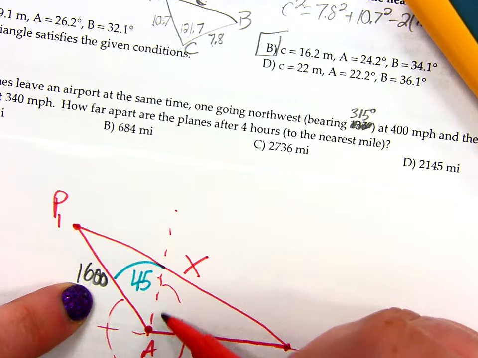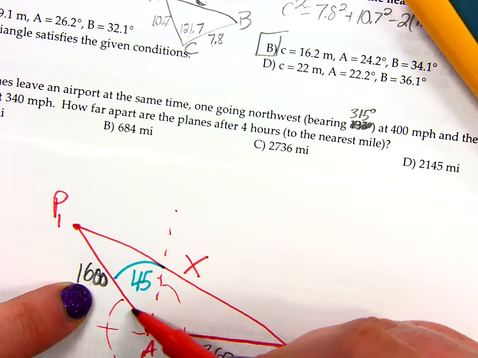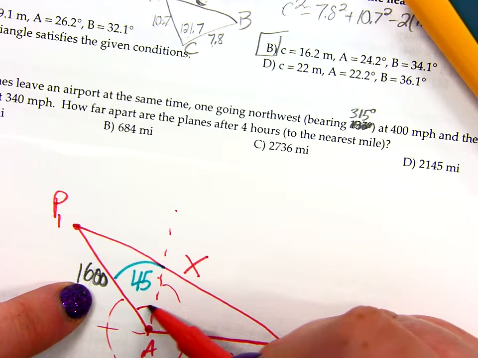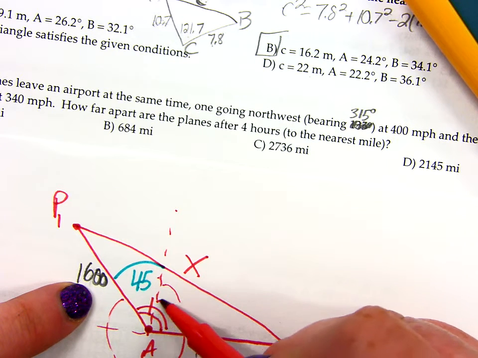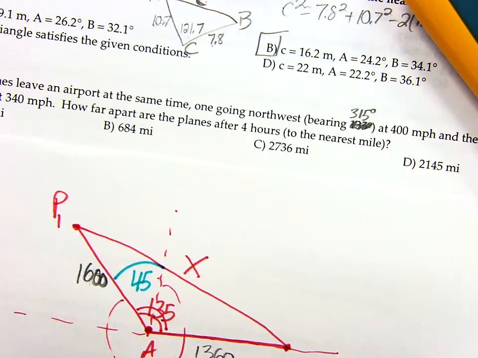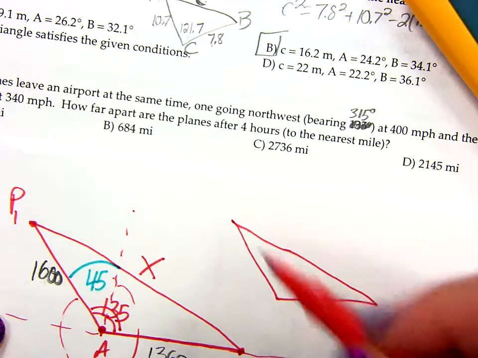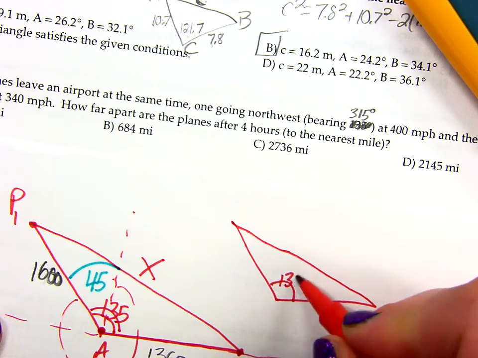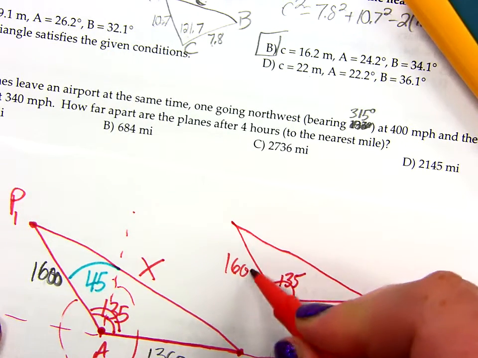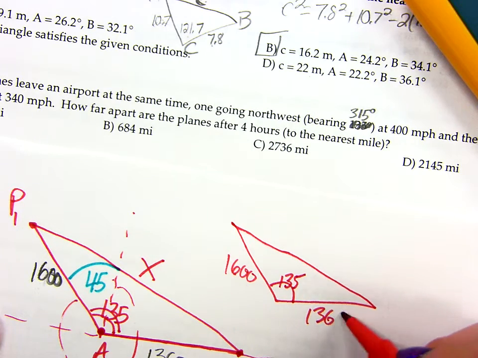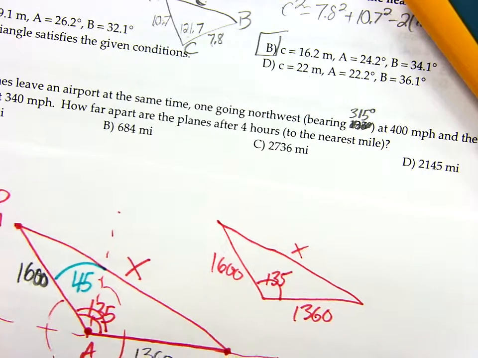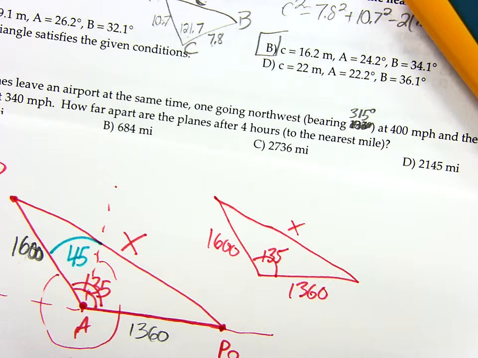Well, I have these two sides. If only I knew this big ol' angle. But don't I? 45 plus 90, so this whole big angle in here is just 135. So sometimes it's helpful to draw your triangle again without all the things in the way. This is 135, this is 1600, this is 1360, and I'm just trying to find this. It's just another law of cosines problem.